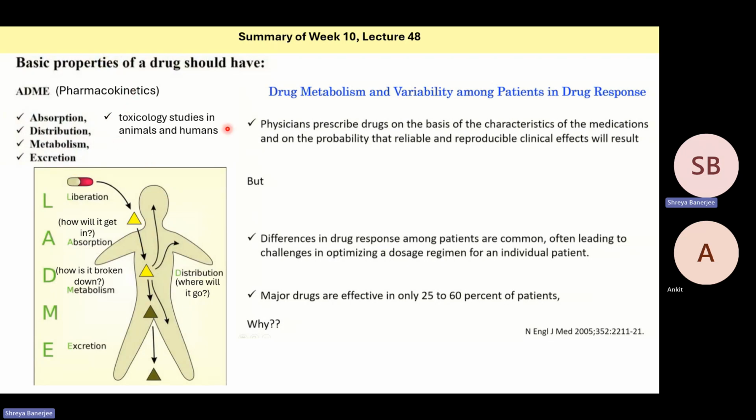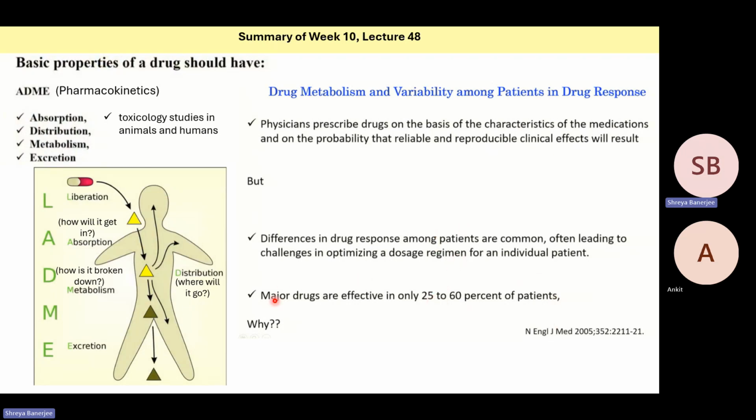The fifth point is that toxicology studies must be done in animals and humans. The drug cannot be toxic to us; only then will it be a good drug. Now, physicians prescribe drugs on the basis of the characteristics of the medication and the probability that reliable and reproducible clinical effects will result. But the problem is that the drug response in different patients is different, and this leads to challenges in optimizing the dosage for an individual patient. Another problem is that most drugs are only effective in 25 to 60% of patients. So these are the two major problems.